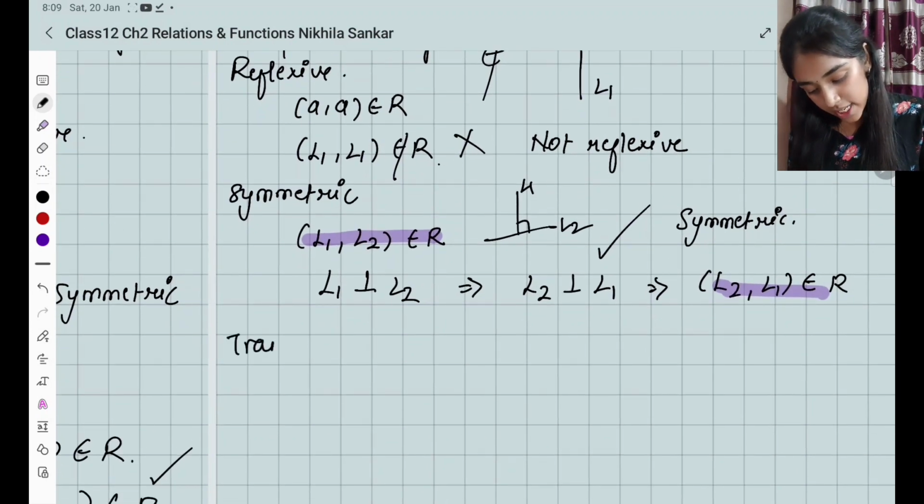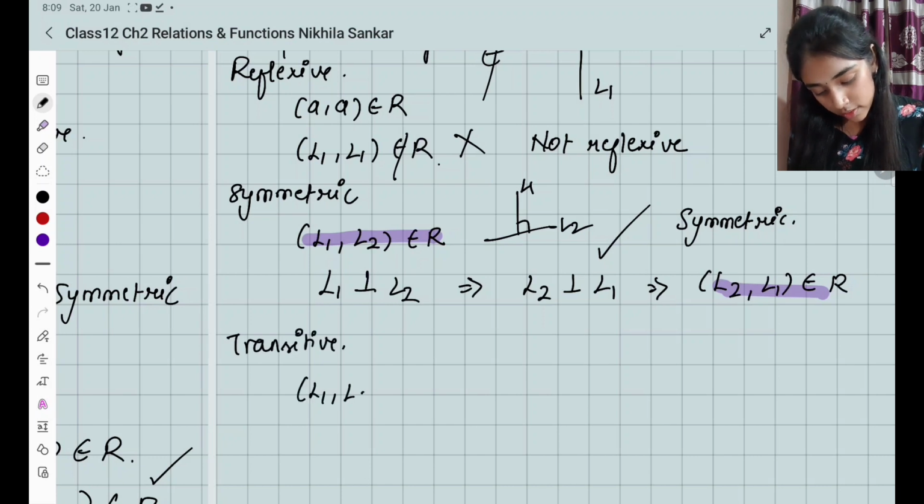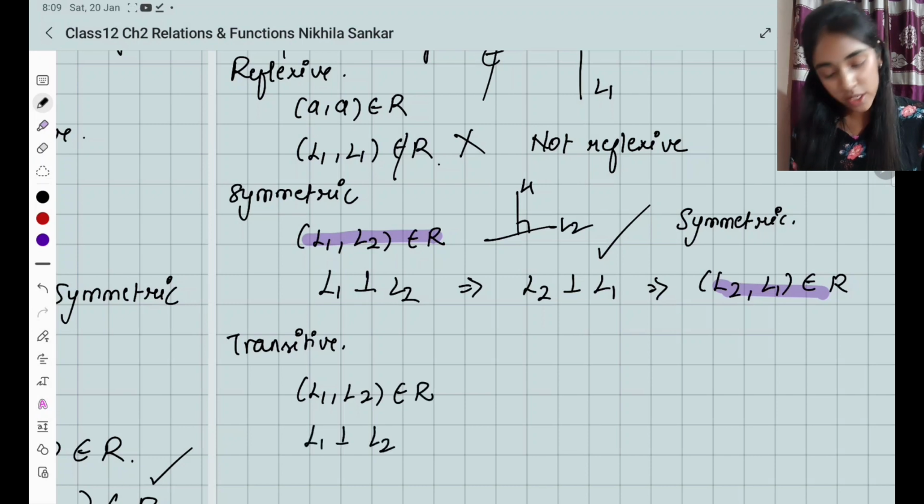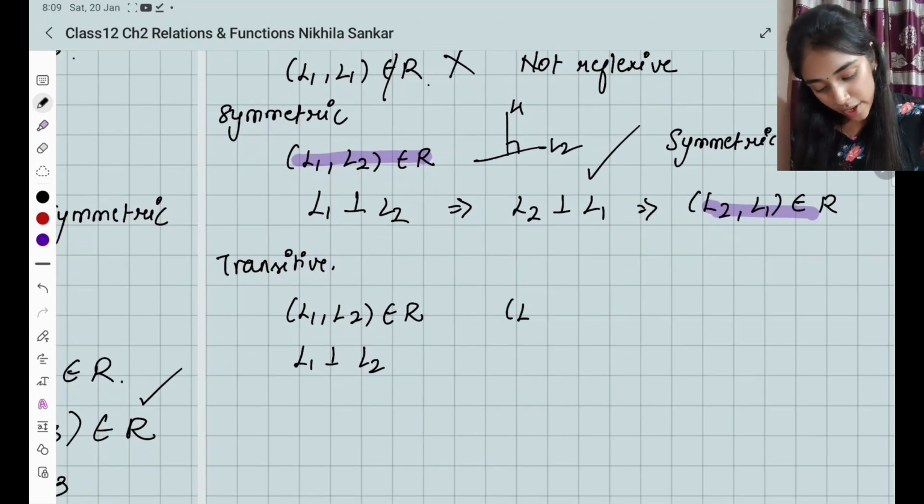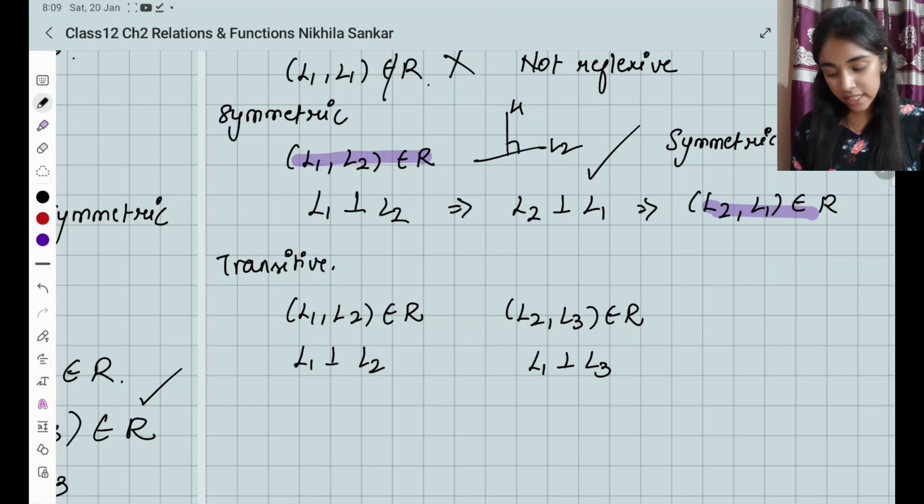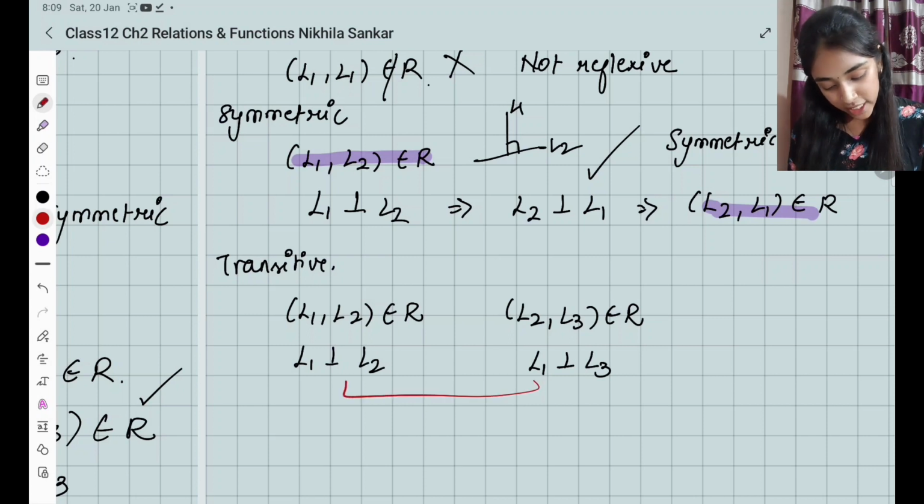Okay? இப்போ transitive. Transitive என்ன பார்க்க போறோம்? You have L1, L2 belongs to R, which means L1 is perpendicular to L2. Okay? Next, you have L2, L3 belongs to R, which means L2 is perpendicular to L3. From these two, can you conclude that L1 is perpendicular to L3?